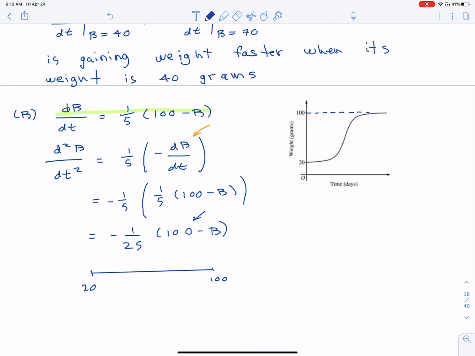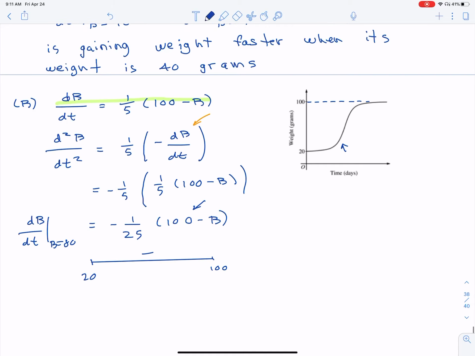So for example, if I were to do a test value and evaluate d²b/dt² at, let's say, b equals 80, I think you'd agree I'd get negative 1/25 times some positive number. I'd get a negative value. In other words, from 20 to 100, this function is supposed to be concave down, but the function is clearly concave up. Therefore, the graph is incorrect.